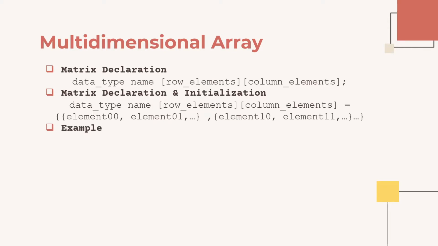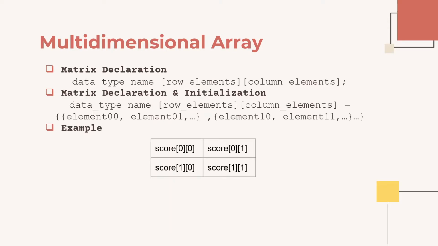For example, if we have a matrix where the number of rows and columns are 2, we can use this statement to declare this matrix: integer score[2][2]. It means that this matrix has 2 rows and 2 columns. And if you want to declare and initialize this matrix, we can use this statement: integer score[2][2], these are the numbers of rows and columns, then an equal sign, and then specify the elements of the matrix.